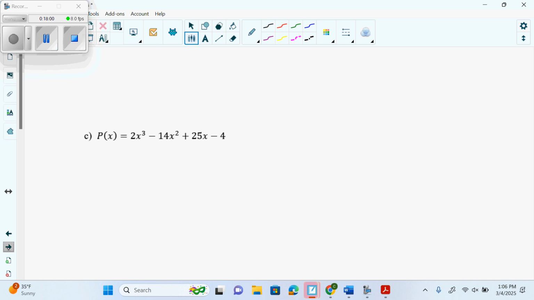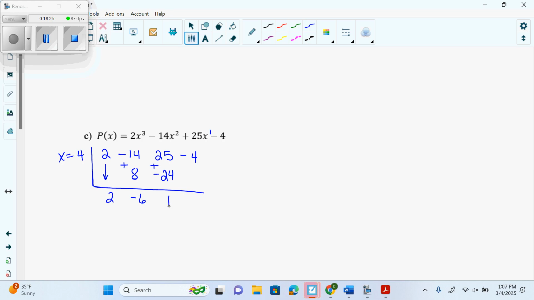So we have 3, 2, 1, 0. We can rocket count. We're going to have 2, -14, 25, and -4. What can I use to solve, x equals what, sorry? 4. Take the 2, drop it. 4 times 2 is 8. -14 and 8 is -6. 4 times -6 is -24. 25 plus -24 is 1. 4 times 1 is 4. Add it and I get 0.